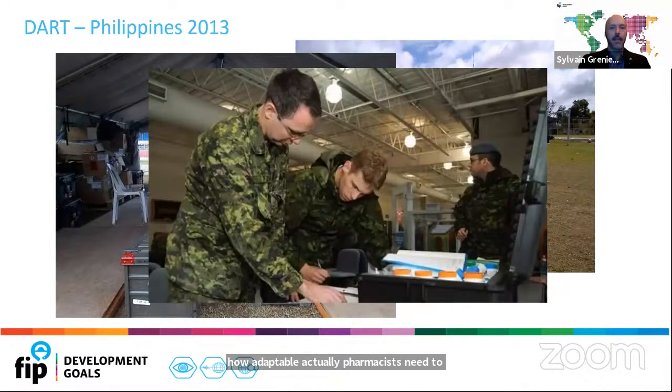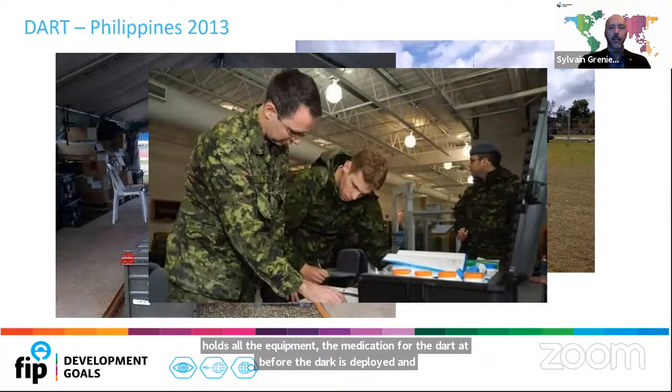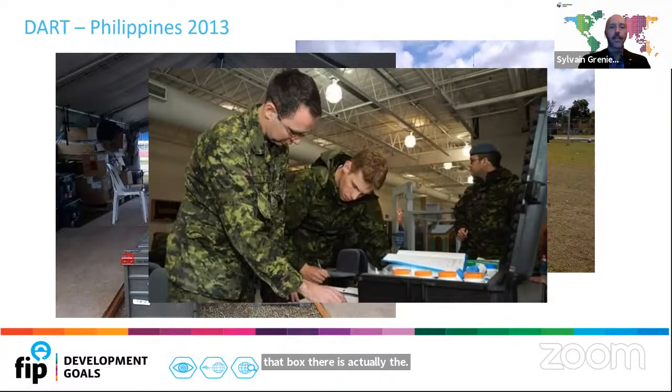The next picture will show us how adaptable pharmacists actually need to be. In this picture, the gentleman on the left-hand side, who is more standing, is the pharmacist who normally holds all the equipment and medication for the DART before the DART is deployed. That box there is the box of controlled substances that needed to be transferred to the pharmacist who is currently signing it. This is a typical activity pharmacists would be doing, handing over custody of controlled substances. What's unique in this picture is that it was taken at the airport moments before the pharmacist was leaving to go to the Philippines. So again, you really have to be adaptable to the situation.